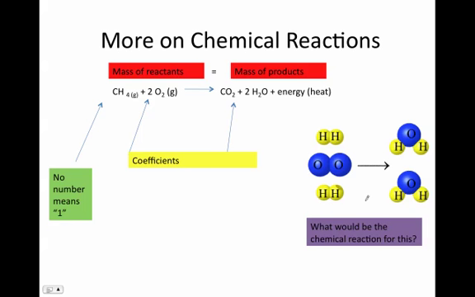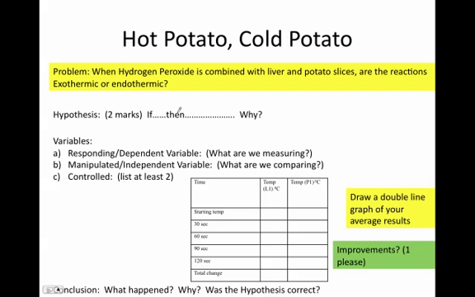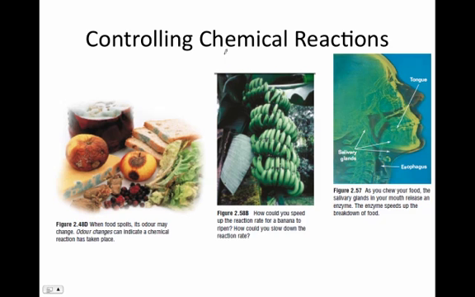We talked about coefficients, and just a reminder about the law of conservation of mass. So the mass of all the atoms here must equal the mass of all the atoms here. We did hot potato, cold potato to figure out how an exothermic or endothermic reaction would work. Let's go on to controlling chemical reactions.